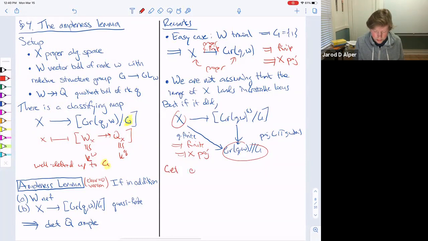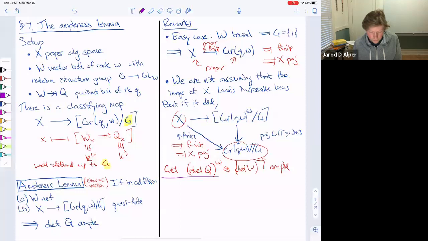You actually get that not just the determinant of Q is ample, but if I raise this to the W in tensor with the determinant W to the negative Q, you get a stronger ampleness condition. Okay.